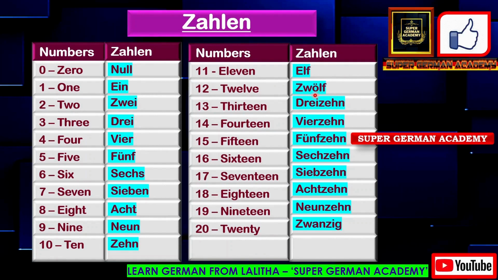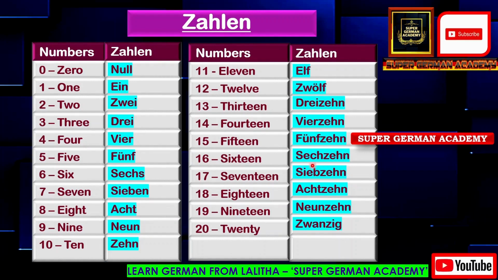Z-W-Ö-L-F. This you have to pronounce with an o and above it there are 2 dots. This is a special symbol, and this is pronounced as Zwölf. Zwölf means 12. Dreizehn means 13. From 13 to 19, the format will change and it will be the same. Like 13 can be said as 3 and 10. Drei means 3, zehn means 10. So 3 and 10 is 13. So dreizehn means 13. Vierzehn. Vier means 4, zehn means 10. Vierzehn means 14. Fünfzehn. Fünf means 5, zehn means 10. Fünfzehn means 15. Sechzehn.